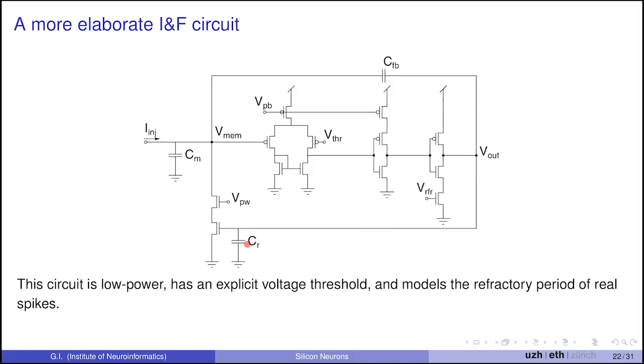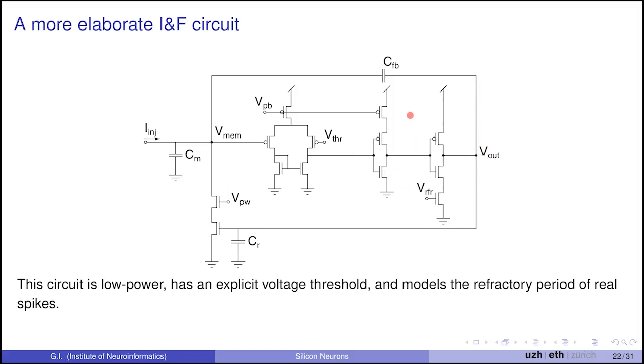So here you should notice, let's see what happens. If we increase injection current, Vmm increases. As soon as it crosses the threshold, the input goes up, the second inverter goes down, the output goes up. Now, if the output is up, it charges this capacitor here as well and turns on the reset. Now we turn on the reset, Vmm goes down, this goes up.